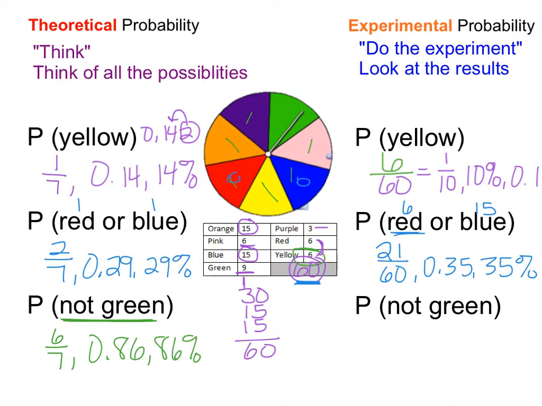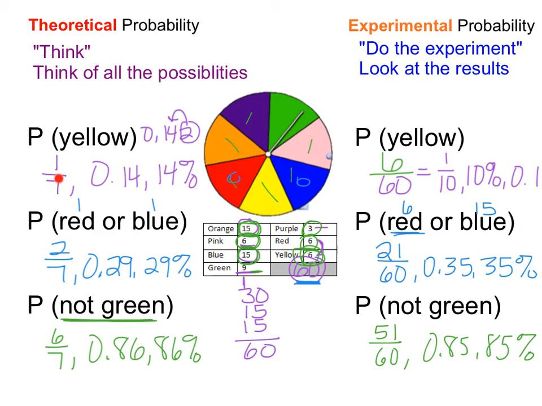Now I'm going to go over and do my experimental. I'll look at my actual results. How many of these colors were not green? So if I'm looking at that, orange is not green, so that's 15. Pink is not green, blue is not green, purple, red, yellow. So it looks like all the colors except for the green. So if I got 9 green out of 60, that leaves 51 out of 60 that were not green. So 51 divided by 60 is 0.85 or 85%.